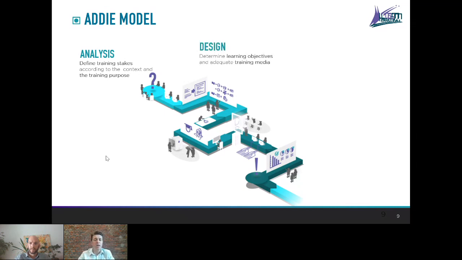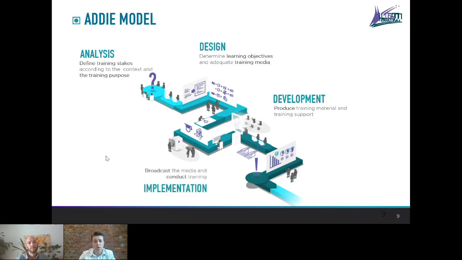The second phase is the design phase. During that phase, we define the learning objectives, structure them into courses and lessons, and select the adequate training media. The third phase is the development phase. During that phase, we produce training material and other training supports. The next phase is the implementation phase. During that phase, we broadcast the training message to the learner. We conduct training in a classroom, for example. The fifth and last phase is the evaluation.